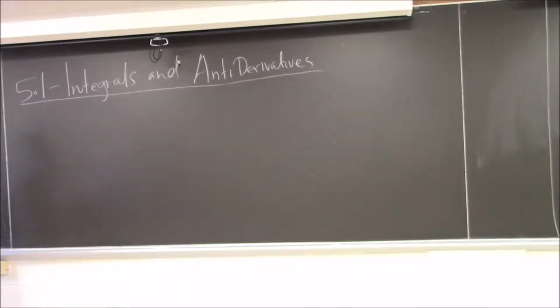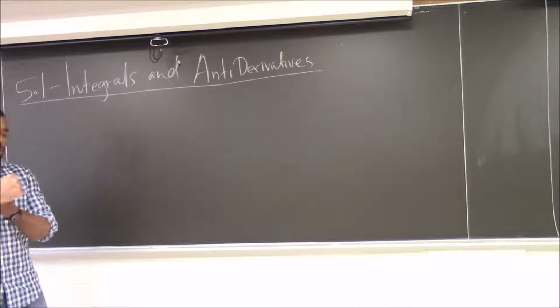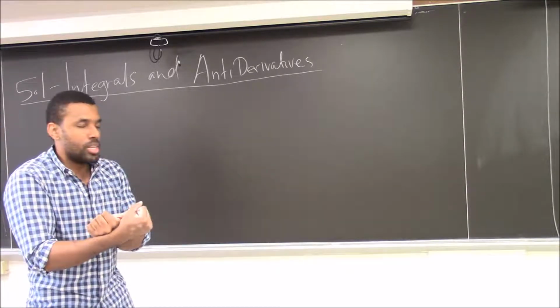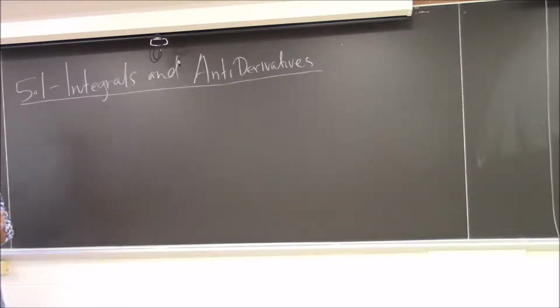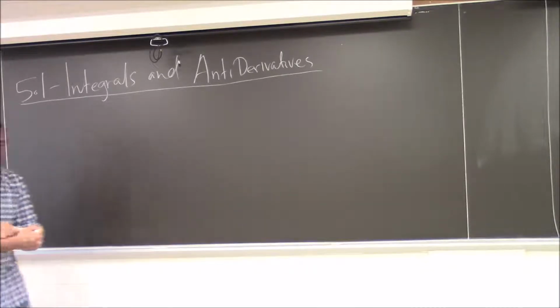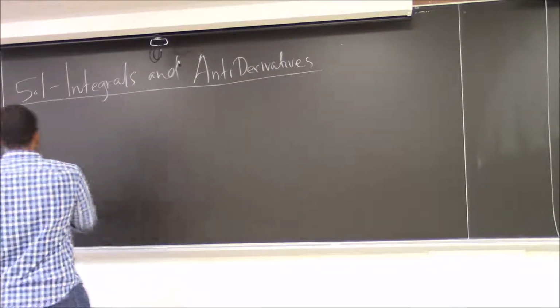There was the rate problem, figuring out how fast something was moving. We realized that to figure that out, we developed this thing called the derivative. So the derivative was the answer to the rate problem. The other problem was the area problem. So that's what we're going to tackle now.